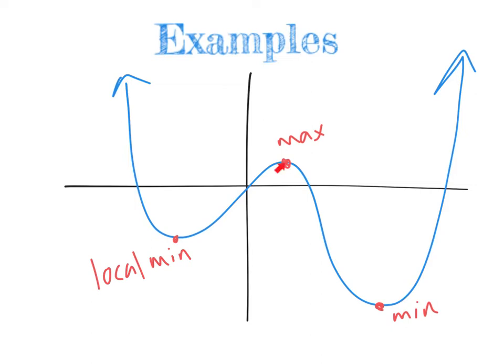Then I go to my maximum. Is this maximum the highest point of the entire graph? Notice how the arrows continue to go up, which means there's more points up here that are going to be higher than this maximum. So because it is a maximum, we call it a maximum, but it's not the highest maximum. So we just label it a local maximum.